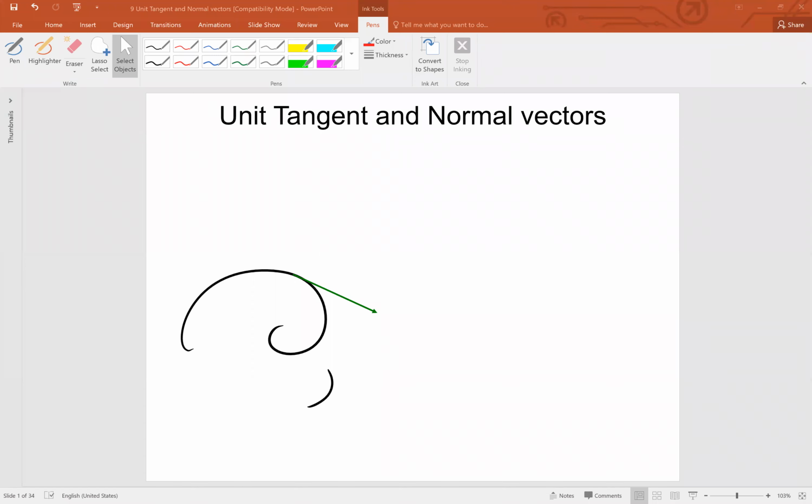Hello everyone, this is Professor Ma and this is the short introduction to the sections on the unit tangents and the normal or unit normal vectors to the curve.